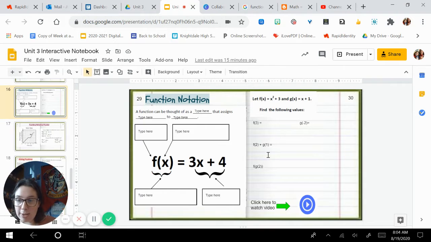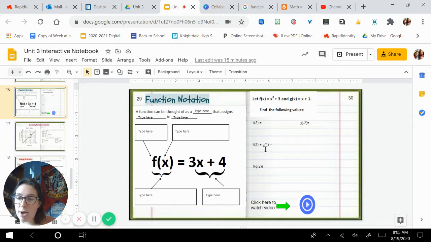All right, this one you have two different problems, and they want you to do something with their answers. They want you to add their answers. This is called function operations. So they want you to find f of 2, so plug 2 into f of x right here. So if I plug 2 into x squared, that is 2 squared plus 3. Okay, what's 2 squared? 4. 4 plus 3? 7. So f of 2 is 7.